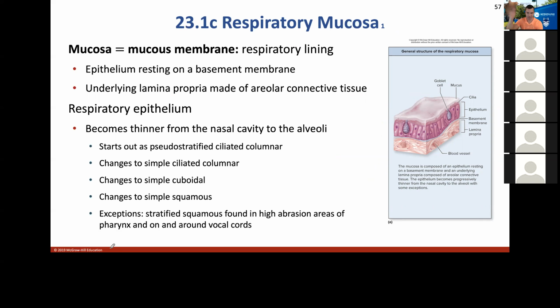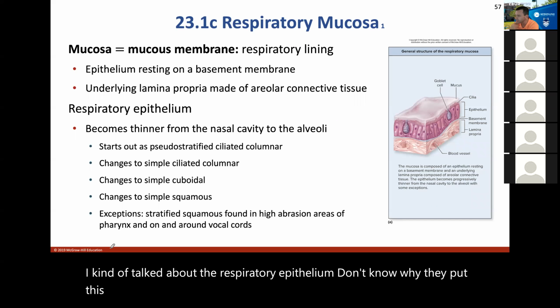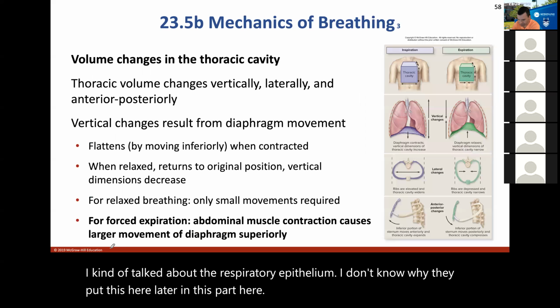I kind of talked about the respiratory epithelium. I don't know why they put this here later in this part here. Skip it.